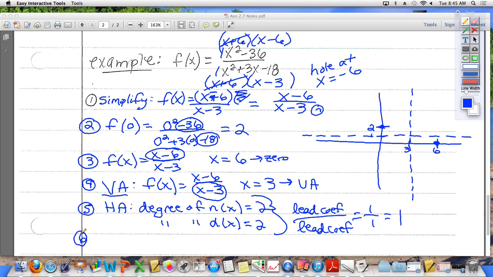Sounds good. I am going to plug a 2 into, you can plug your values into your simplified expression. When x is equal to 2, I'm going to do 2 minus 6 divided by 2 minus 3. What's 2 minus 6? Negative 4. 2 minus 3 is negative 1. You divide those, you get 4. So when x is 2, the value of the function is 4. I go to 2, which is right here, and I go up to 4.